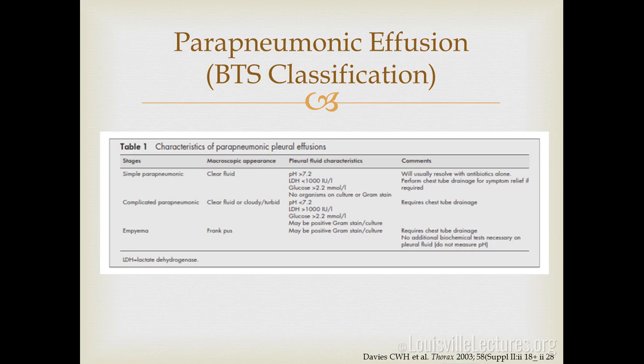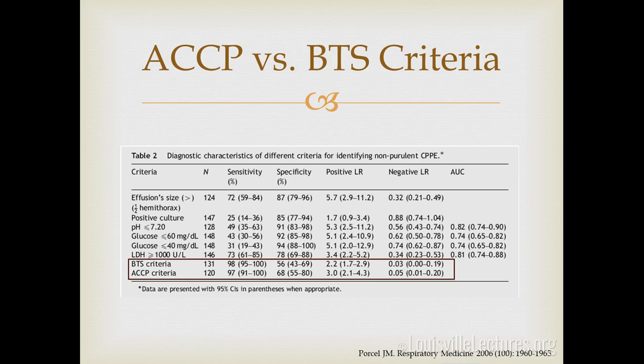So which one of these is better, ACCP or BTS? The question is, one study compared both of them. They're basically the same. So you can use any one of those, and the patients will generally do the same. Their sensitivity, 98% versus 97%, specificity, BTS guidelines, probably a little bit lower, but not much. And then likelihood ratios are also the same. So it doesn't really matter. It depends on what you're comfortable with.